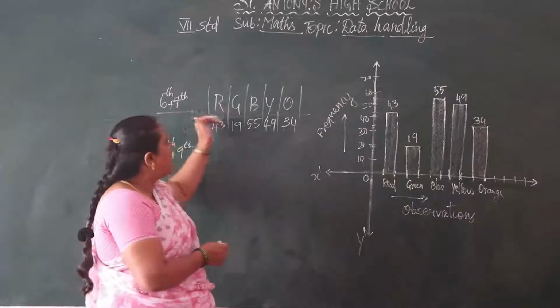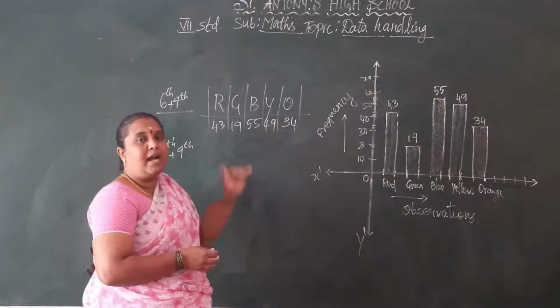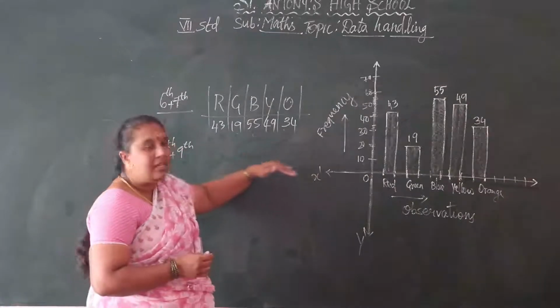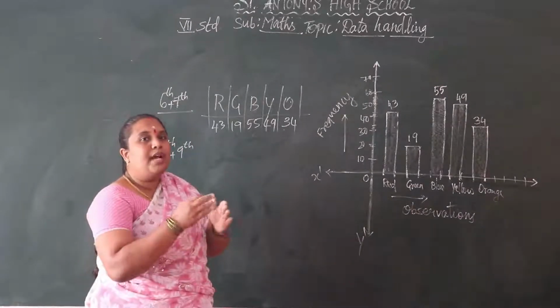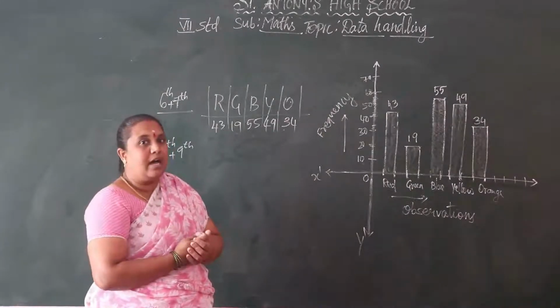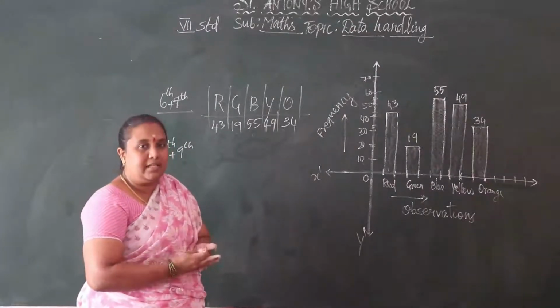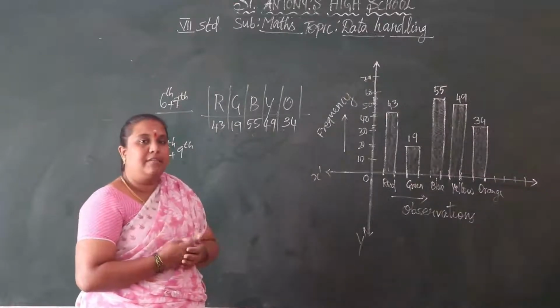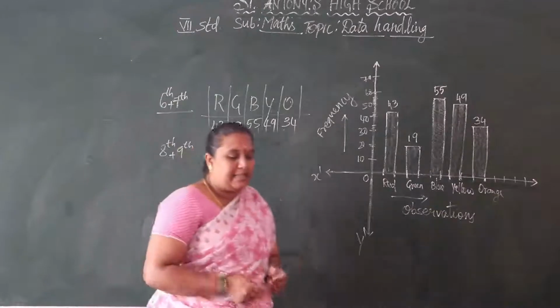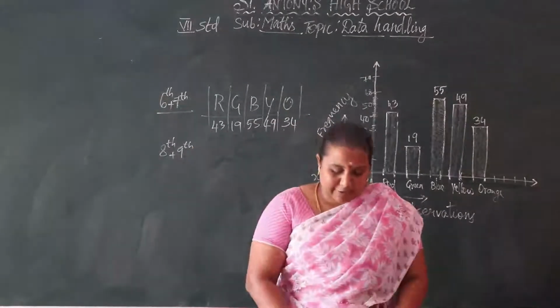So 6th and 7th students are giving data like this, and 8th and 9th students are together giving some data. So we are comparing whether 6th and 7th students are best, or 8th and 9th students are best. We are comparing from the double bar graph. Understood, children? Now let us see one example for a double bar graph.